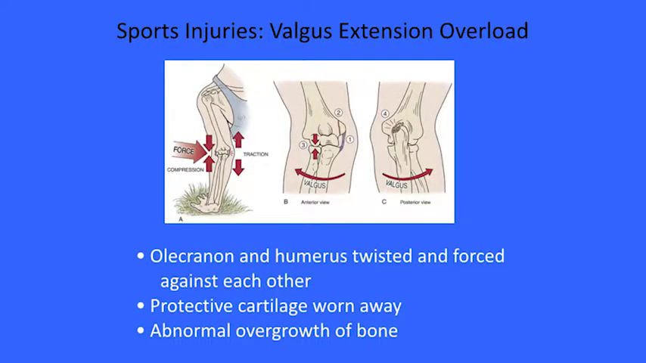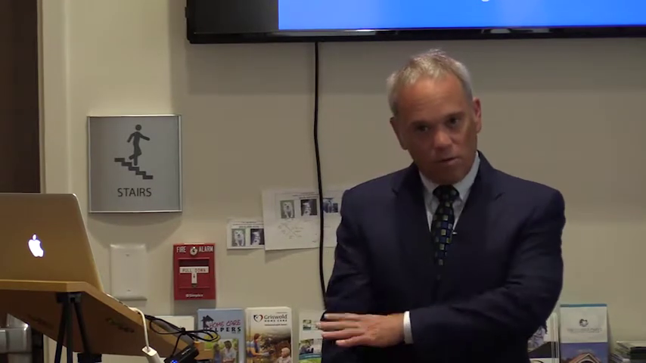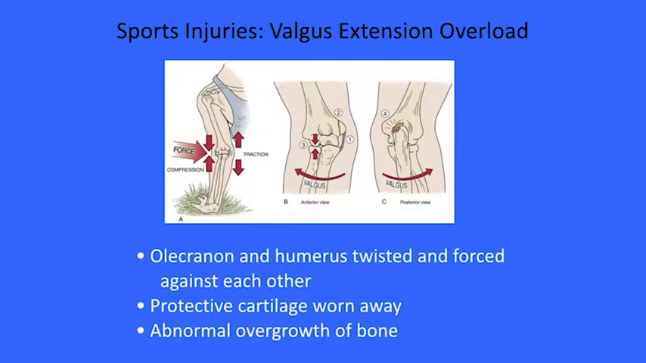There's another entity called valgus extension overload, and this is where if you're throwing or landing on your elbow, as you see here, the elbow is forced into a position where the elbow goes this way and the wrist goes that way. That's called valgus, as it's straightening out or extending. And that tends to put compressive forces on this side of the joint, the outer side of the joint right here, and stretch the other side of the joint. But it can rub the olecranon here into the humerus, causing bone spurs and a degradation of the cartilage that's in there. And it can cause an abnormal overgrowth of bone.